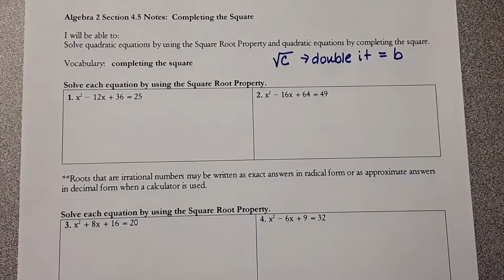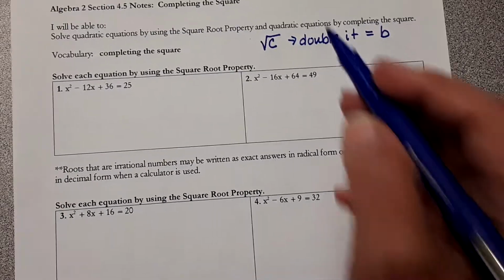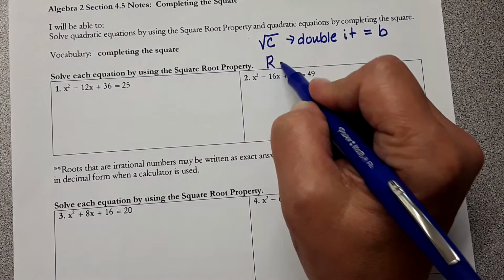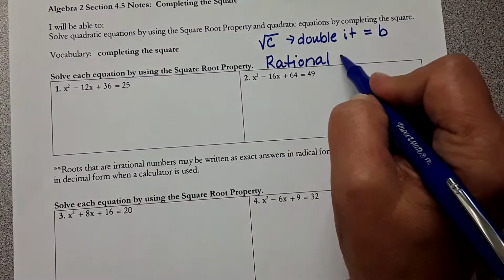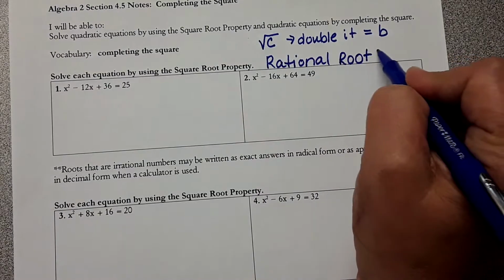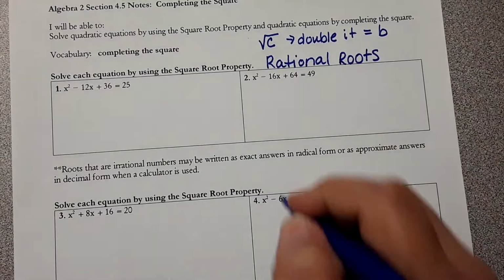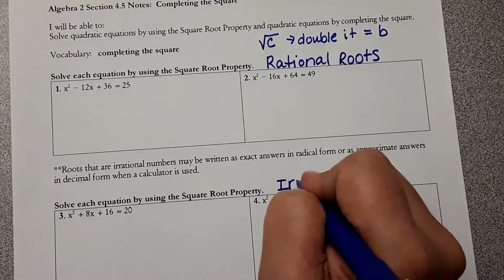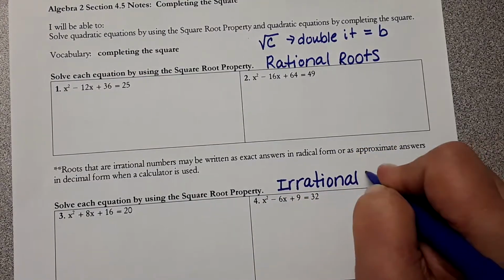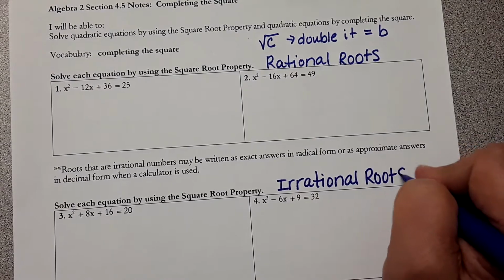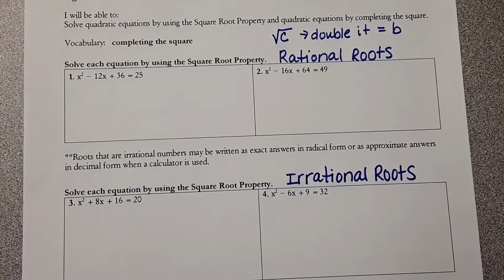Now there's two types of questions that we're going to deal with today. Our answers are going to be rational roots. So 1 and 2 are going to be rational roots. 3 and 4 are going to be irrational roots. Okay?